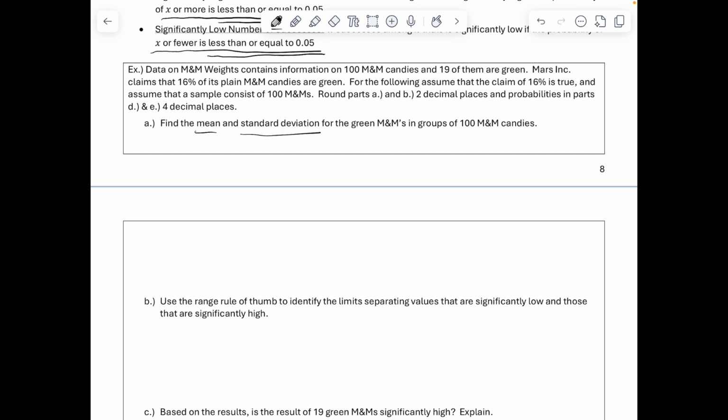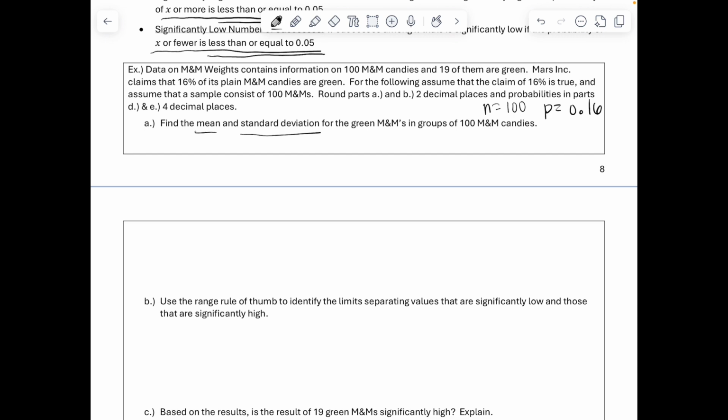So part A says find the mean and the standard deviation for the green M&Ms in a group of 100 M&M candies. So for this problem, our sample size that we have is 100, and our probability of being green is 0.16 is what the company says. You always want to go with that probability being what is for the population, and for us it's 16% is what the company is saying.